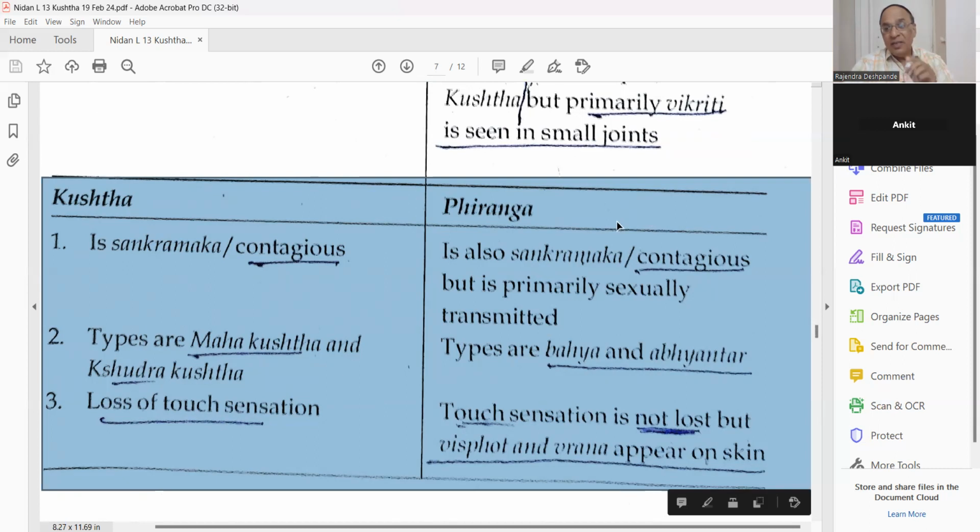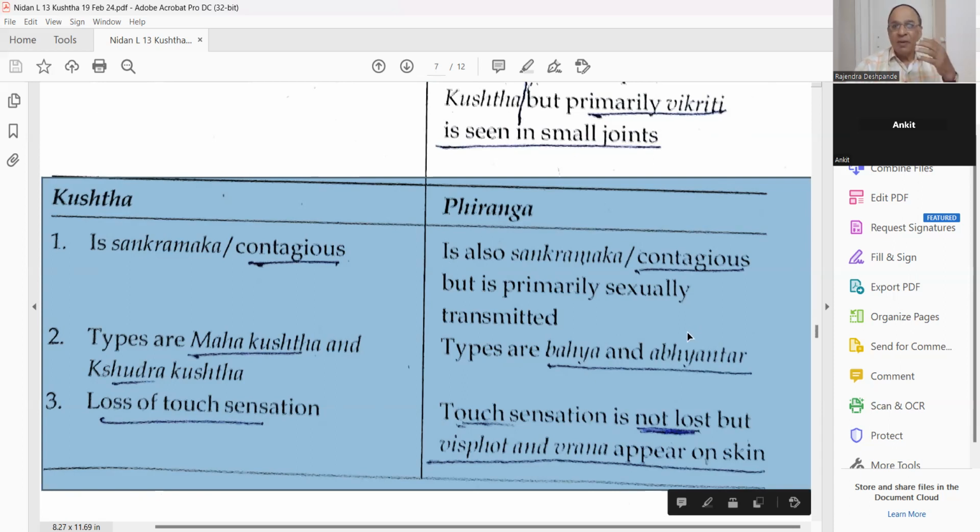In Firanga, there is an ulcer on the penis but it is not painful. So here, Kushtha is contagious, Firanga is also contagious. That means from husband to wife, wife to husband, from prostitutes to a man, it can be transferred. Types of Mahakushtha and Kshudra Kushtha, but Firanga types are different, Bahya and Abhyantara.